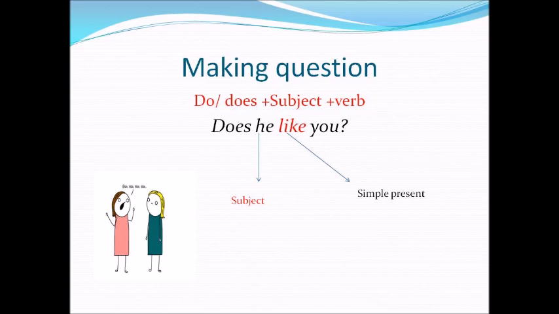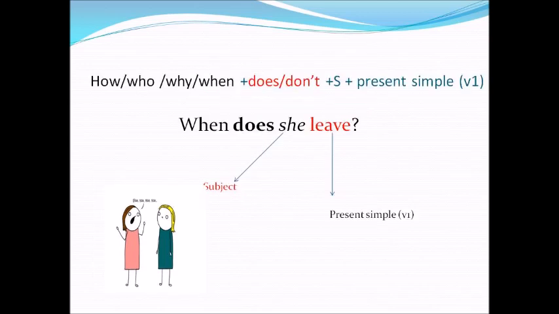For the other forms of question like what, where, when, who, we follow this structure: how or who or why or when plus does if the subject is singular, or do if the subject is plural, plus the subject plus the verb 1. For example, when does she leave? Our subject is singular, she, so we use does, and the verb is in its base form.